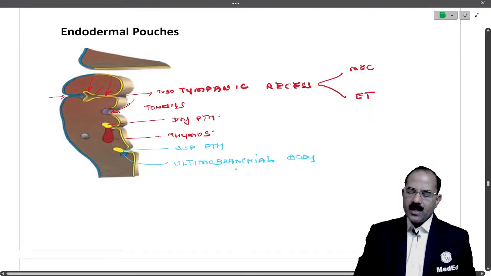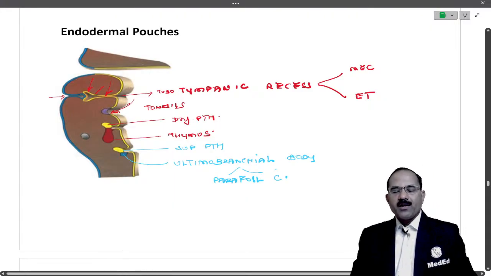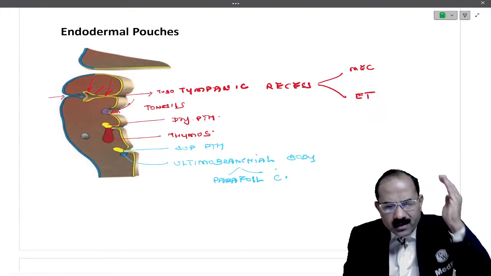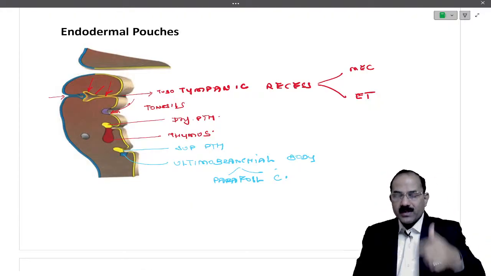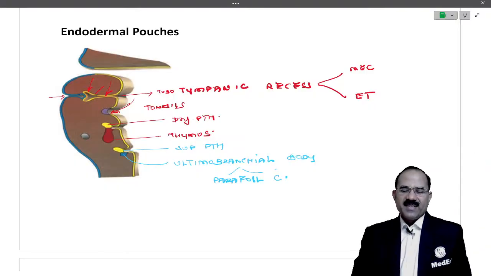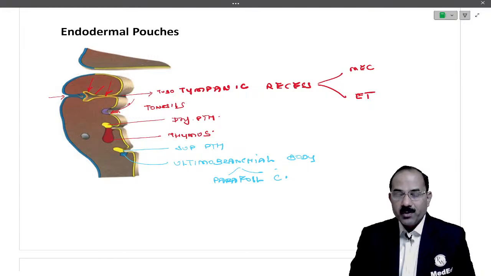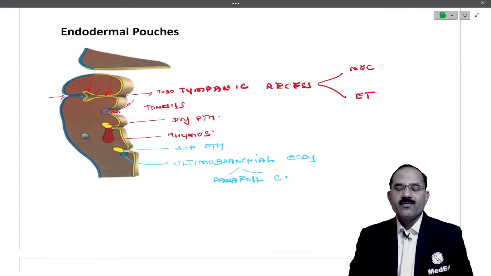And this ultimobranchial body forms what? The parafollicular C cells of thyroid. The ultimobranchial body forms the parafollicular C cells of thyroid, but recently it has been shown that the parafollicular C cells of thyroid are derived from, come on. Till now, we used to say they are derived from ultimobranchial body, but recently it has been shown that the parafollicular C cells are derived from.